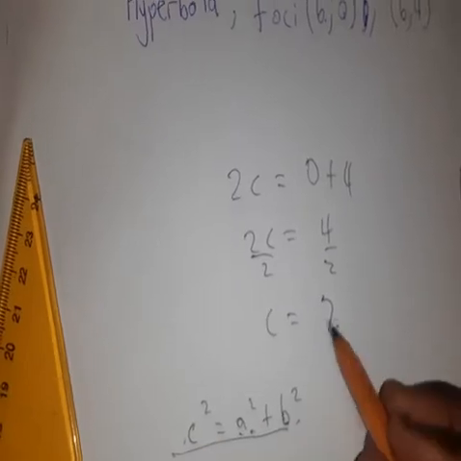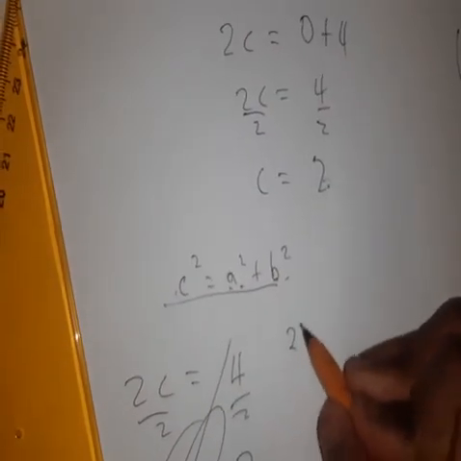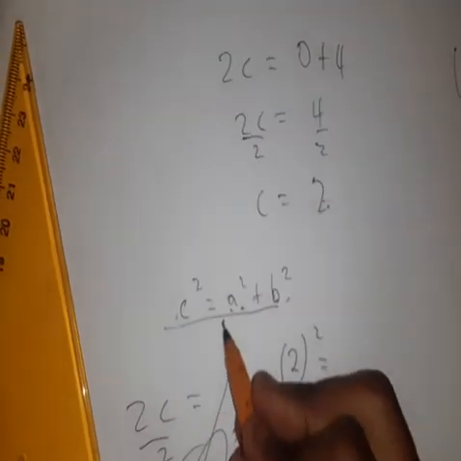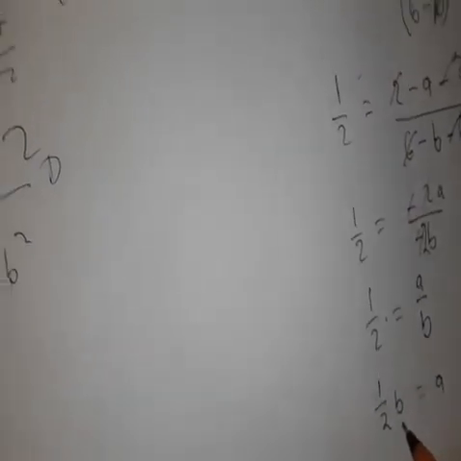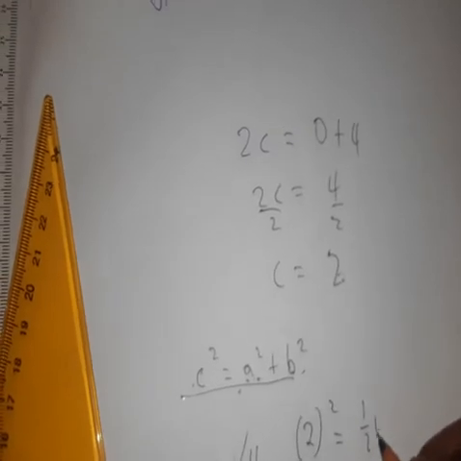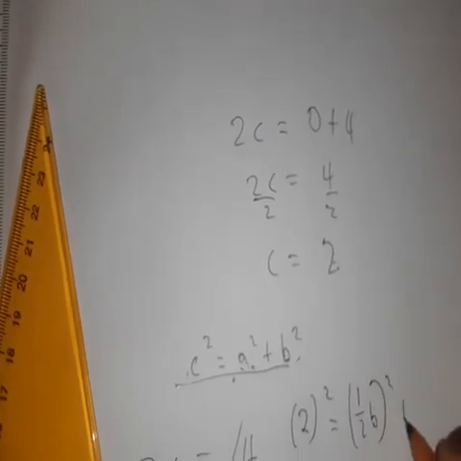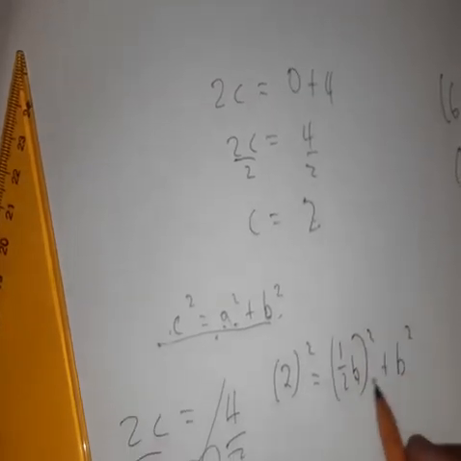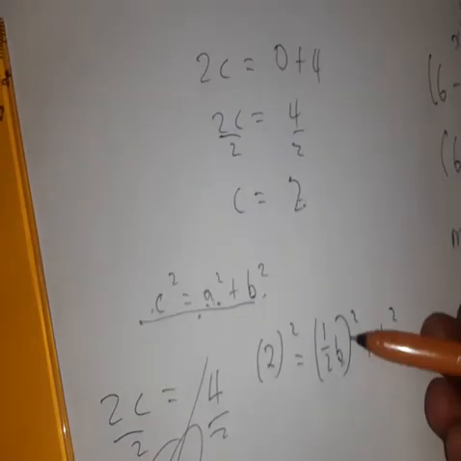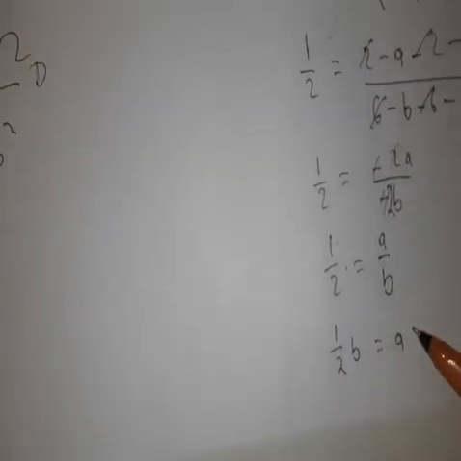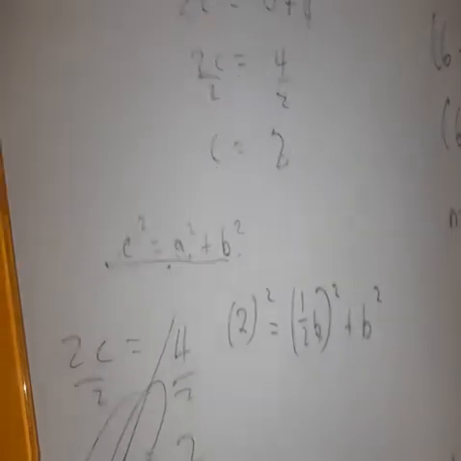notice what is c? C is 2. We calculated it. 2 squared equals, I'm using this equation, what is a? A is half b, so it's half b squared plus b squared. Notice that I'm solving just for b, then the b I get, I'm going to substitute here to get a. So this is simultaneous equations.